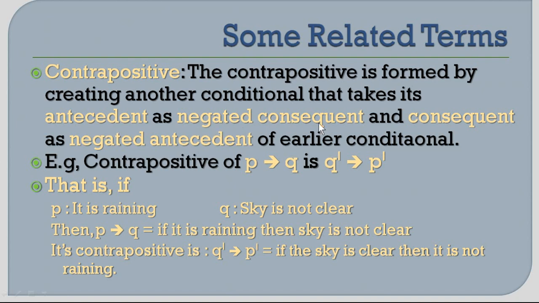So antecedent becomes negated consequent. You can see this is antecedent, right? Now it becomes Q, interchanged here, and then it is negated. Consequent as negated antecedent, right? You are going to interchange both as well as negate both. Now you can see the example. If P is it is raining, Q is sky is not clear. Now P implies Q is if it is raining, then sky is not clear. This is the statement you got. Now its contrapositive statement is Q dash implies P dash. If the sky is clear, then it is not raining.